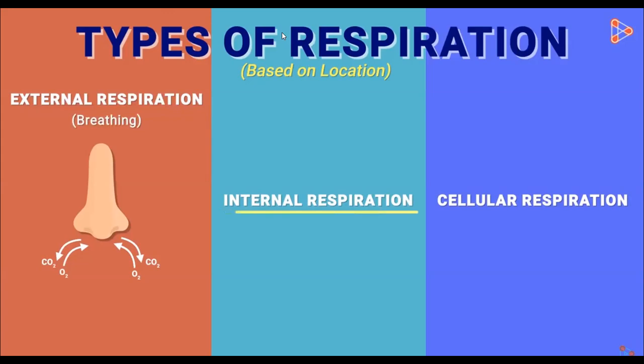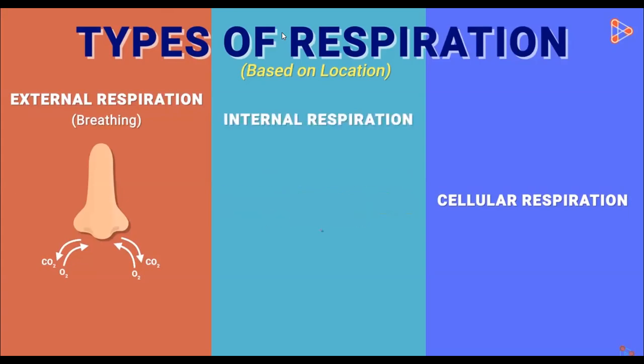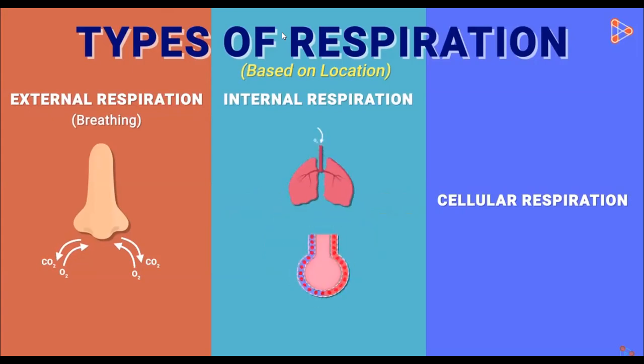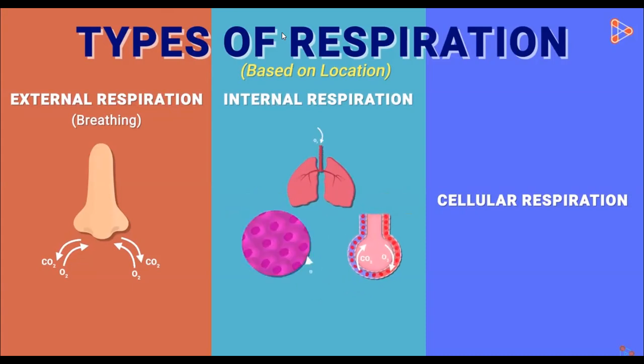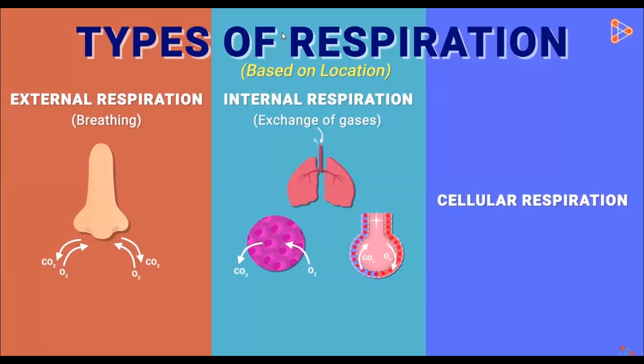Next in the list is internal respiration. As the name suggests, it is the one which occurs internally, or inside the body to be precise. When the oxygen from the air reaches the lungs, it gets transported to the blood. Similarly, carbon dioxide from the blood is given out in the lungs, which travels later to the nasal area. The oxygen then travels throughout the body and is delivered to the cells, and the carbon dioxide is similarly taken away. This exchange of gases that occurs inside the lungs, blood, and the cells is called internal respiration.